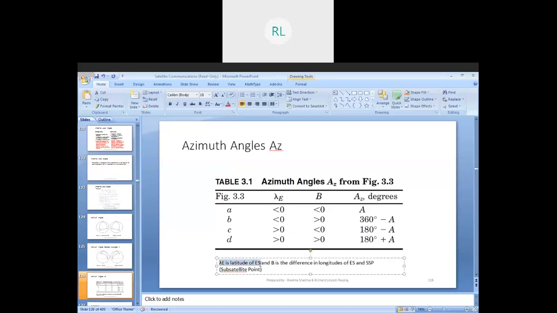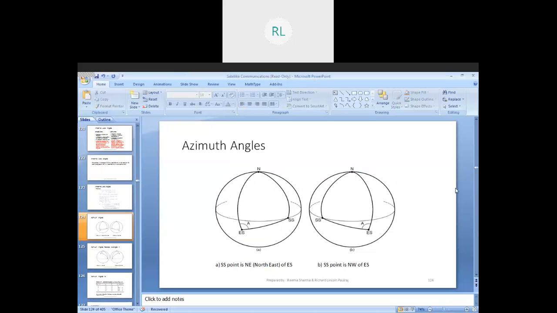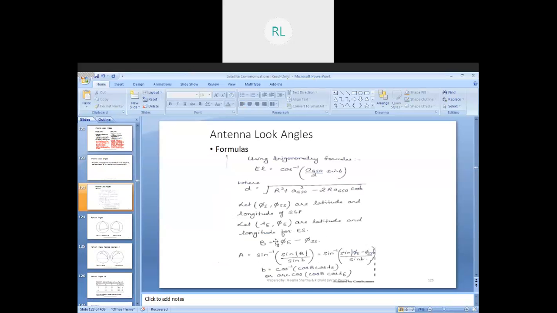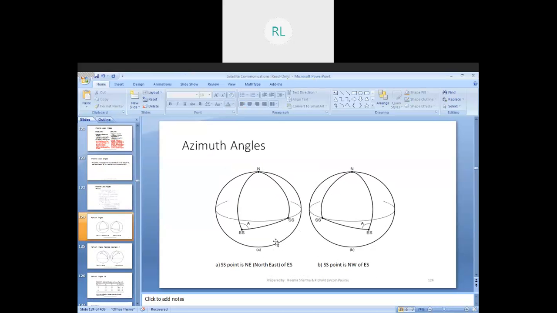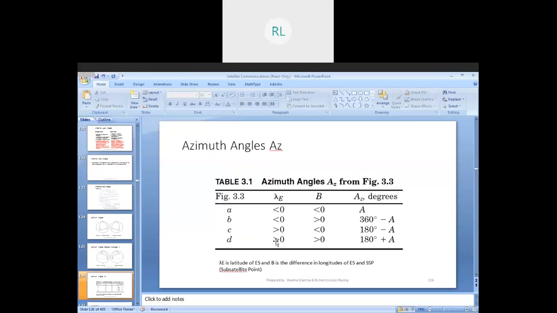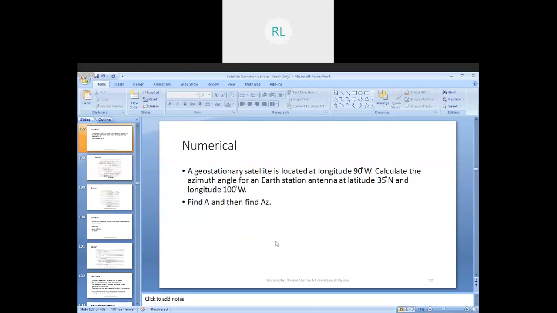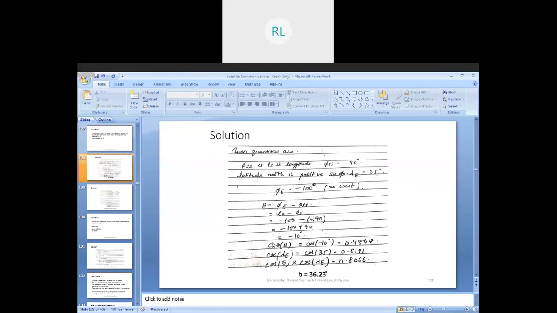So these are some of the changes that we have to do while calculating the problems. Lambda E is the latitude of the Earth station, and B is the difference between the longitudes of the Earth station and SSP, which is the sub-satellite point, as I showed you here, right? Phi ss minus phi e, Earth station and your sub-satellite point. So these are some of the things that you will have to remember.